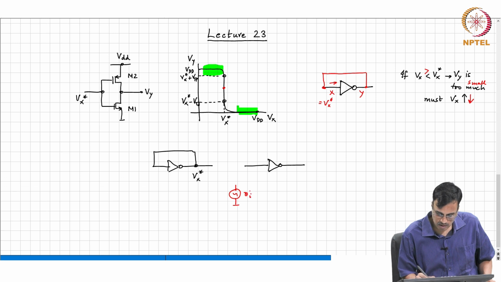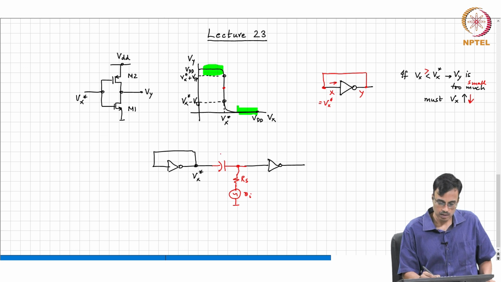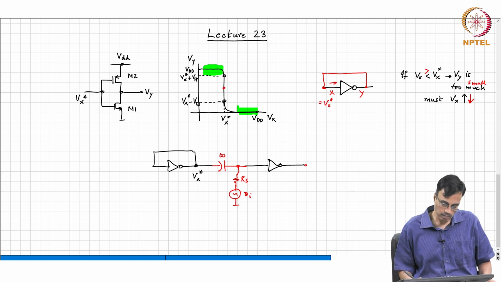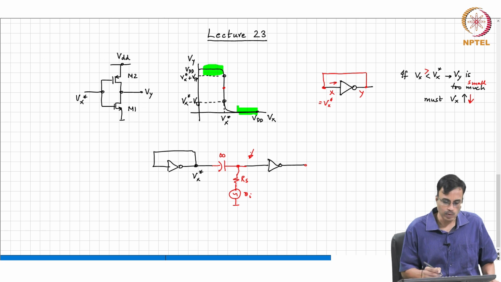Let us say we have Vi here and some source resistance Rs. What do I do? So, what is the incremental voltage there? Please let us think through this. We simply replace every transistor with its incremental equivalent. So, let us do that.